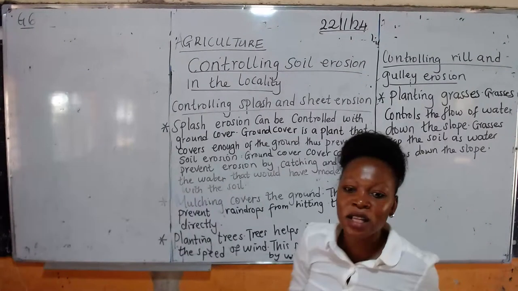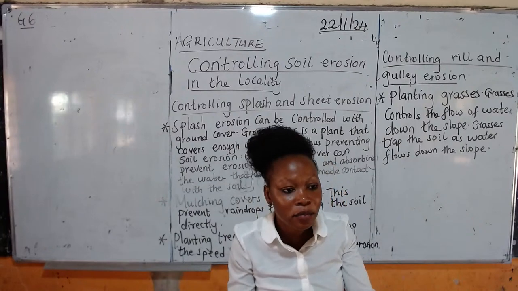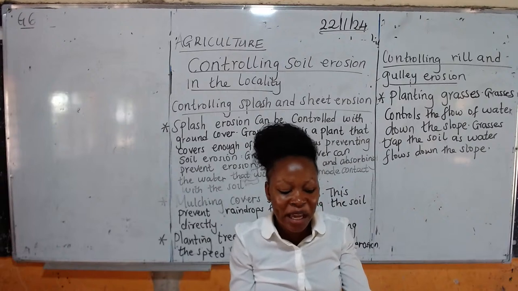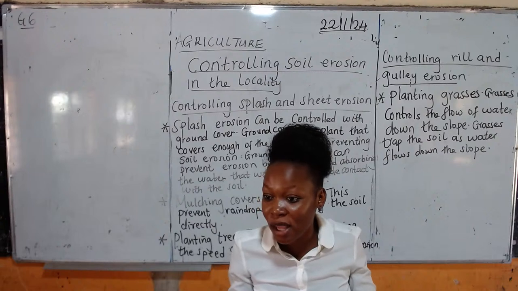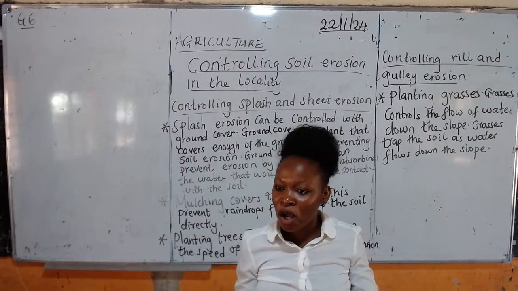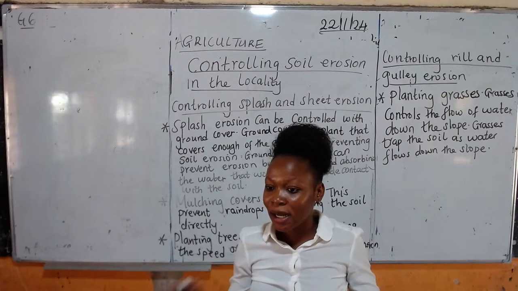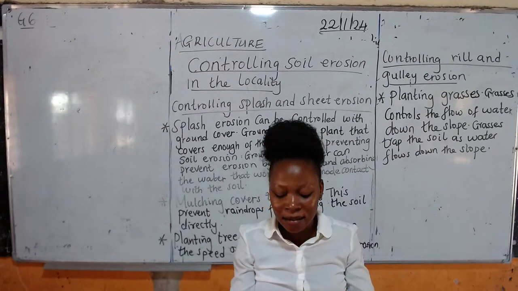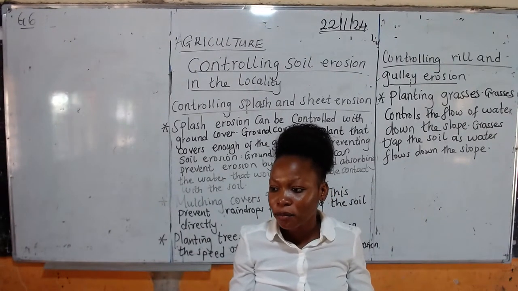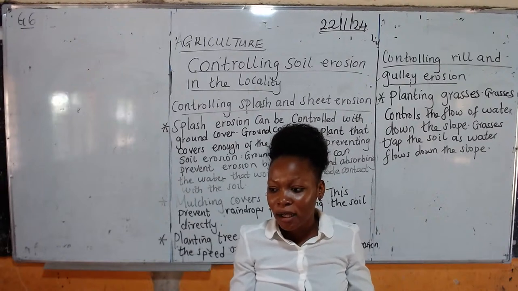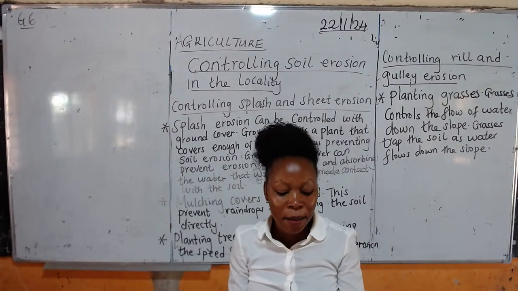Apart from that, what else do you think we can do in order to prevent gully and rill erosion? What do you think we can do again in order to prevent these two types of soil erosion? Already we have channels, okay? And when these channels are not controlled, they're going to form bigger, deeper and larger channels, which we call gully. What is this that you're going to do in order to prevent them? Building gabions, okay? So before we go to building gabions, let us look at contour planting.